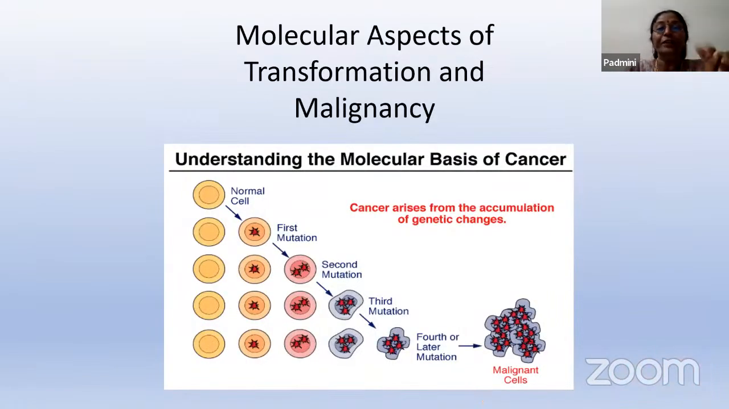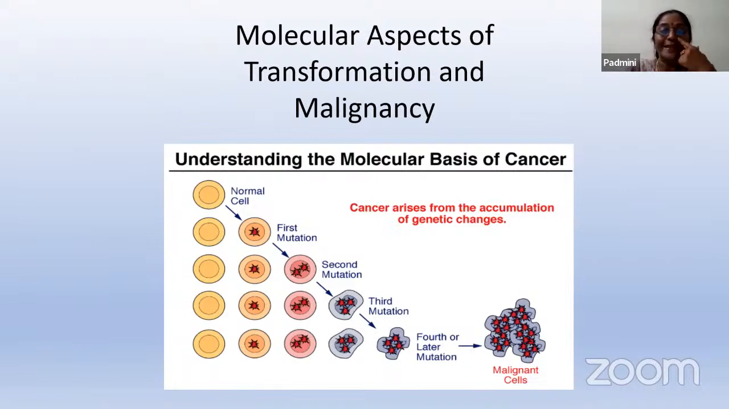So these are the two different types we talked about, benign tumor cells and malignant tumor cells. I hope you have no problem in understanding these benign tumor cells and malignant tumor cells. If you have any doubt, please ask me again.